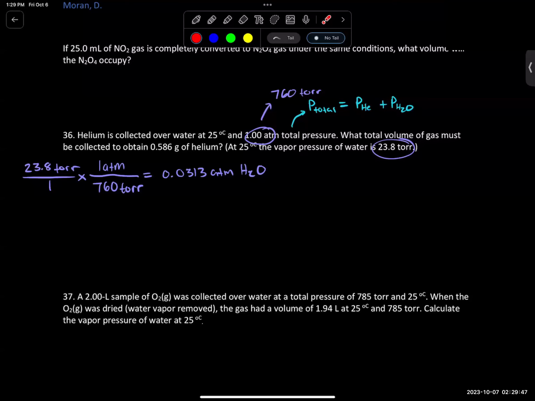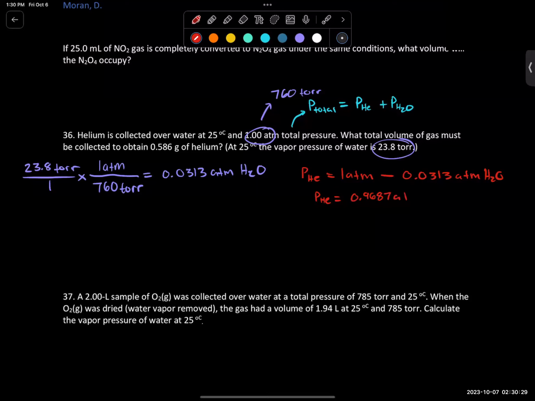All right, let's go. Let's do a different color, let's do red. The partial pressure of helium is equal to 1 atmosphere, which is our total pressure, minus the partial pressure of water. So this should get us 0.9687. I'm sorry, what did you say? 0.9687. Yeah, 0.9687 atmosphere.